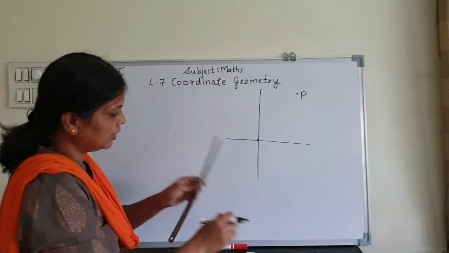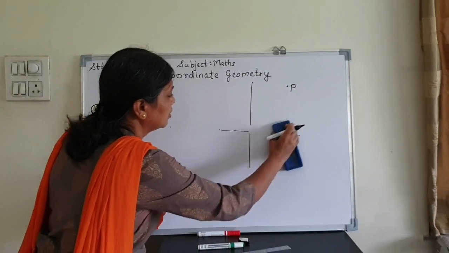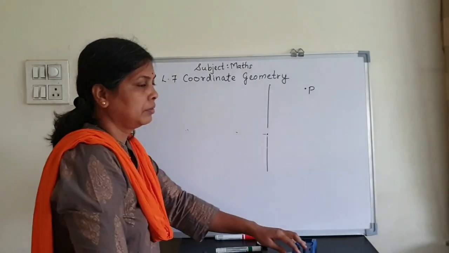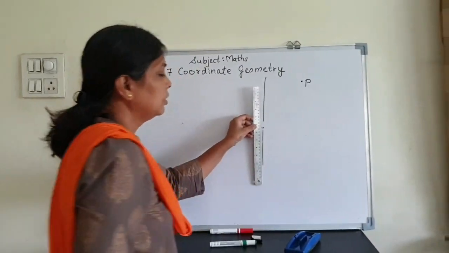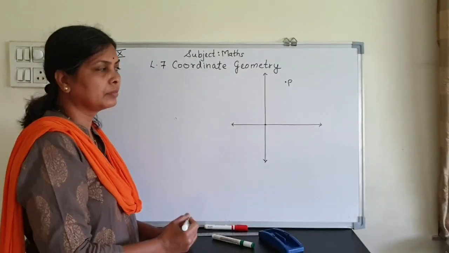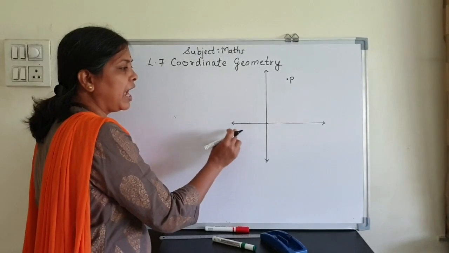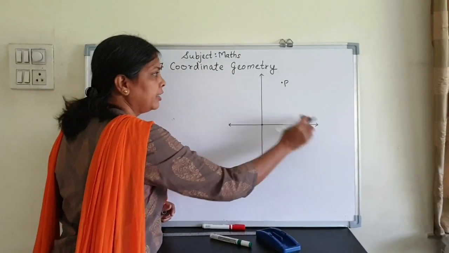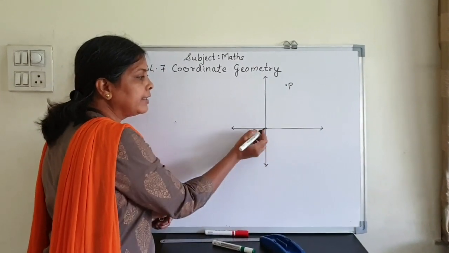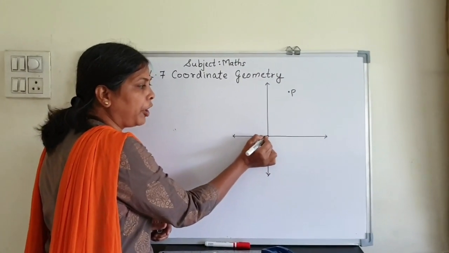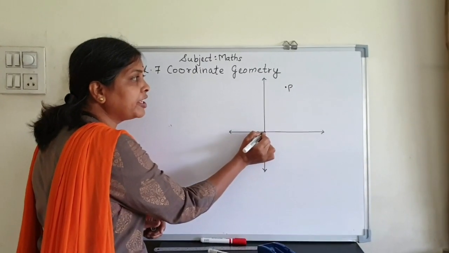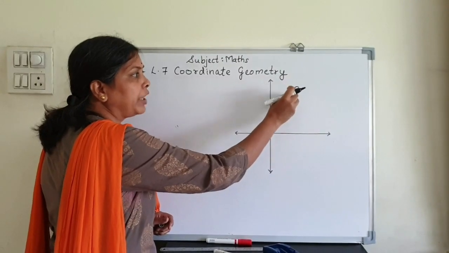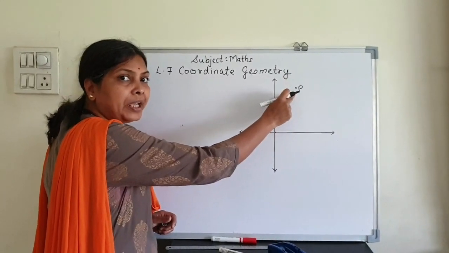So let me draw this. Now you can see here I have drawn two perpendicular lines, one horizontal line and one vertical line, and this is intersecting at a point. That point is the fixed point. From here we have to locate, or tell the position of, point P, right?